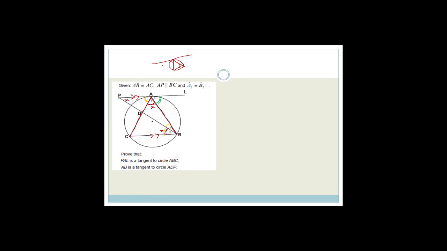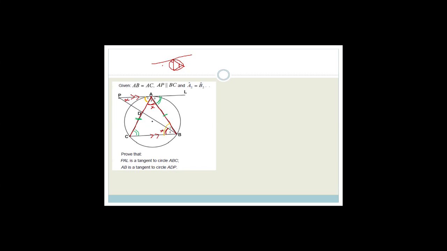This angle is equal to this angle, yeah. Okay, so what do we have? We've got that B2 is equal to A2, but it's also equal to P. We know that B2 is equal to A2 because they gave it to us. But they also told us that AB is equal to AC, so we know that this line here is equal to this line.